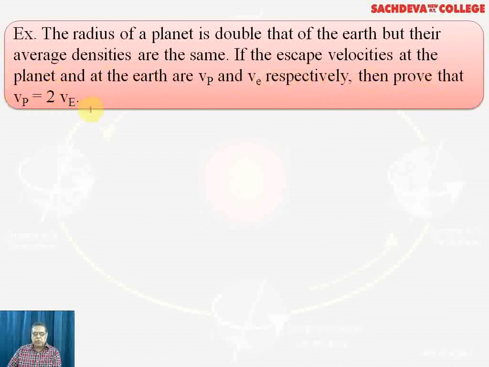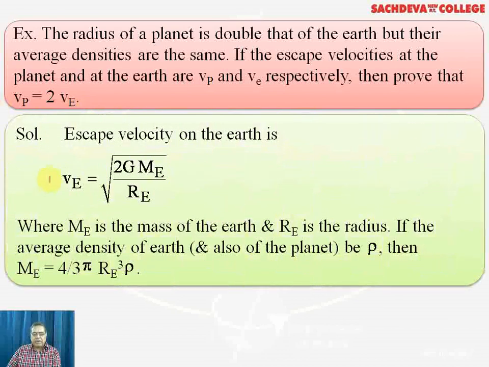We have to use the formulas for escape velocity and relate it with the planet. The dimensions are being given to us. That is, the planet size is double that of Earth. Densities are the same, that is, they are made up of the same material. Escape velocities are to be compared. So we start like this.